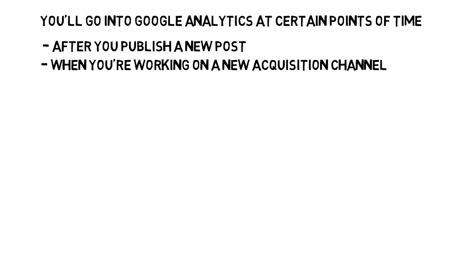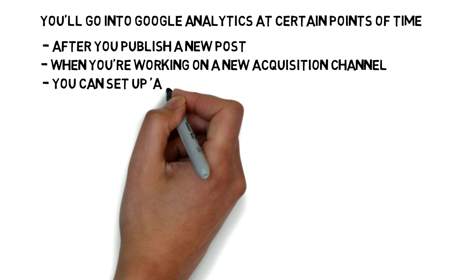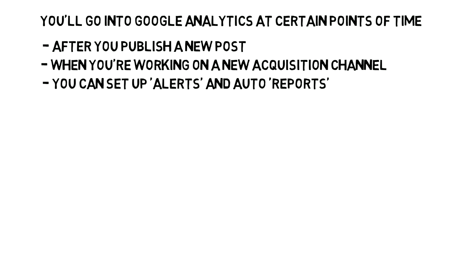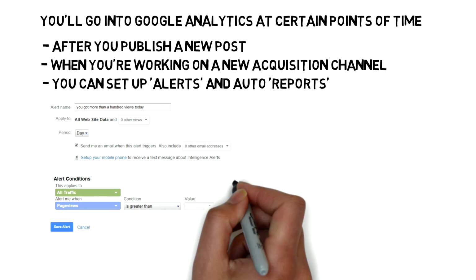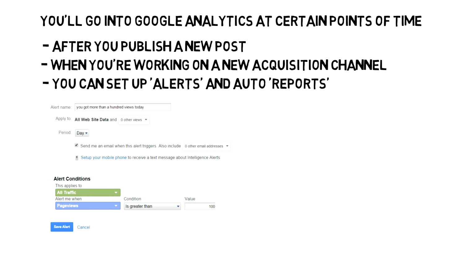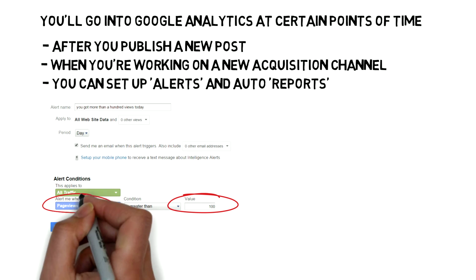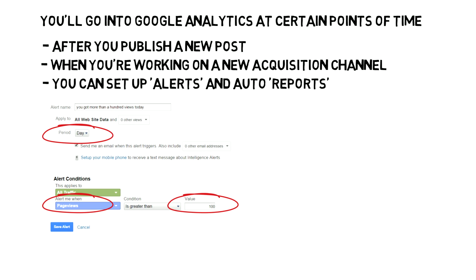The other thing you can do is set up alerts and auto reports, so you don't need to go to Google Analytics. The reports will be sent to you, and the alerts you can set up, you could say something like, tell me whenever I get 100 page views in a day, and it will just send you an alert to say you got 100 page views today. So these things you can automate quite a lot.